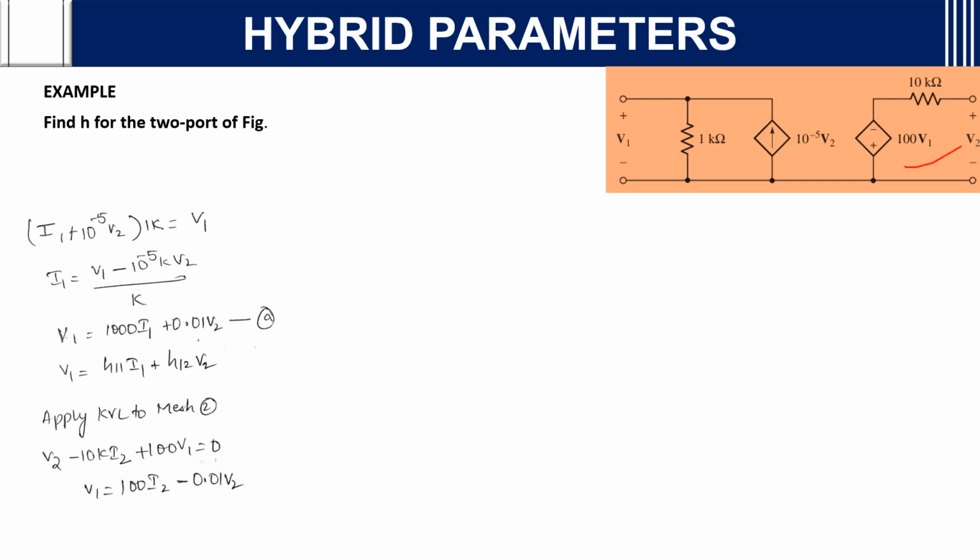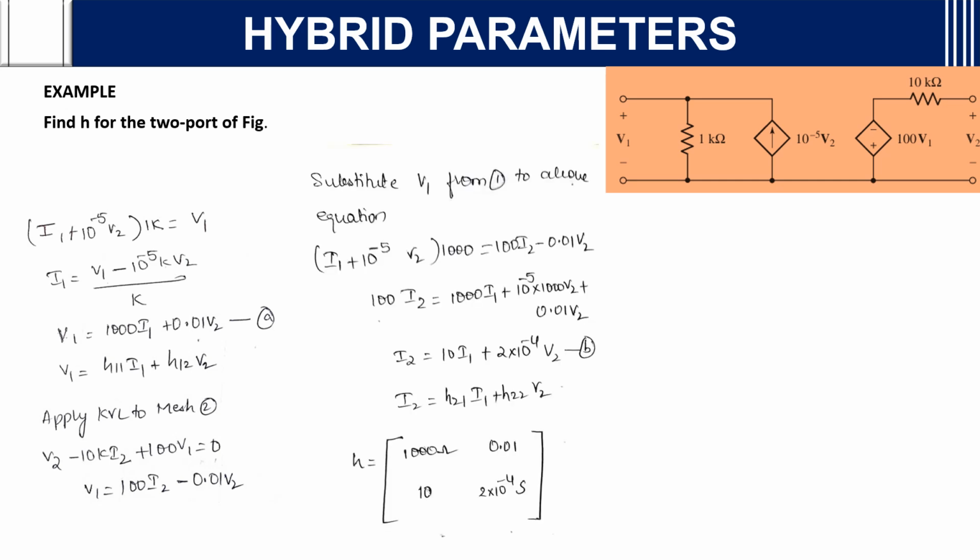Apply KVL to the next mesh. V2 minus 10k I2 plus 100 V1 is equal to 0. So you will get V1 is equal to 100 I2 minus 0.01 V2. Substitute this V1 into the above equation. The above equation is nothing but this equation: I1 plus 10 power minus 5 V2 into 1000 is equal to V1, which is 100 I2 minus 0.01 V2. If you substitute into that equation, then what you will get?